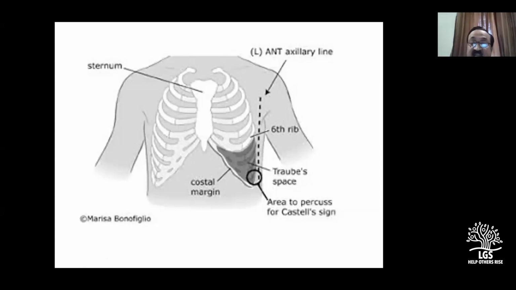In the last class, somebody asked what is Castell's sign. These are not very important, and there is a lot of criticism for Castell's sign also. At the tip of this Traube space there's a small space called Castell's space, where if you take a deep inspiration, when the lung expands, the resonance of the stomach gets obliterated. That is called Castell's sign positive.